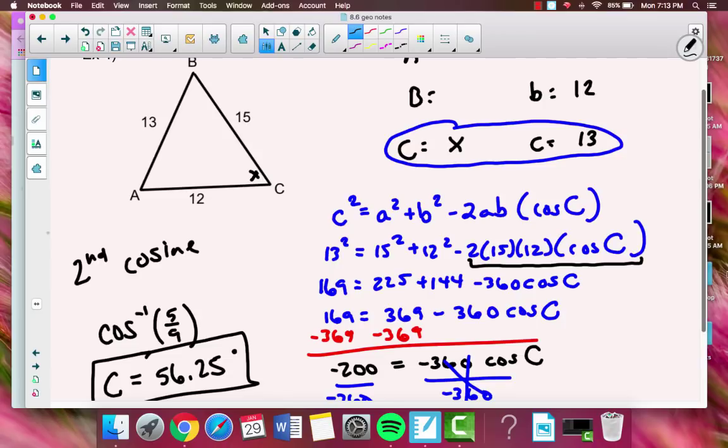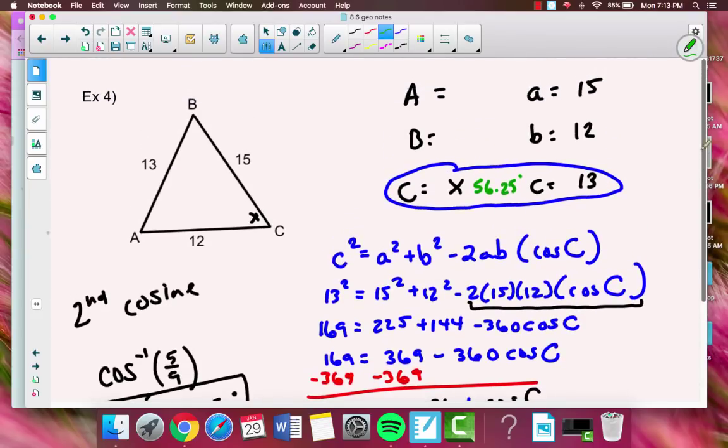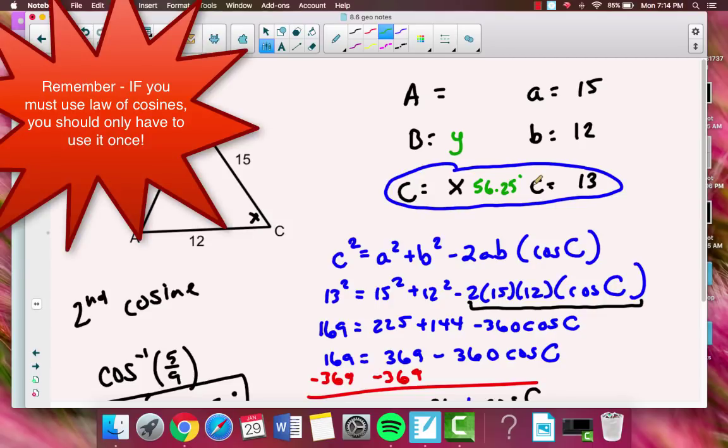And also a little side note, once you know this measure, 56.25 degrees, if you notice, now we have a full row of information. So if I then wanted you to figure out what angle B was, I could use this row of C's and then the row of B's, and I could switch to the law of sines. So the good thing is, even though law of cosines is really long, the law of cosines should only ever have to be used once, because once you've used it once, then you can switch to the law of sines and use proportions, and that will save you a lot of time.